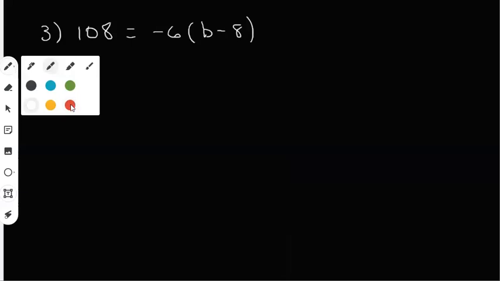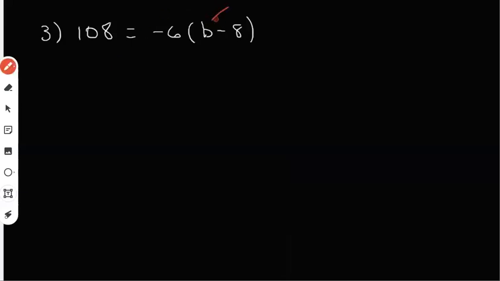So for number 3, I'm given 108 is equal to negative 6 times b minus 8, with b minus 8 inside parentheses. So what I want to do is I want to isolate the variable. And in this case, the variable is b. I want to get b by itself on the right side. So that means I need to get rid of two things. I need to get rid of the -6. I'm going to get rid of the -6 first. And then I need to get rid of the -8. I'm going to do that last.